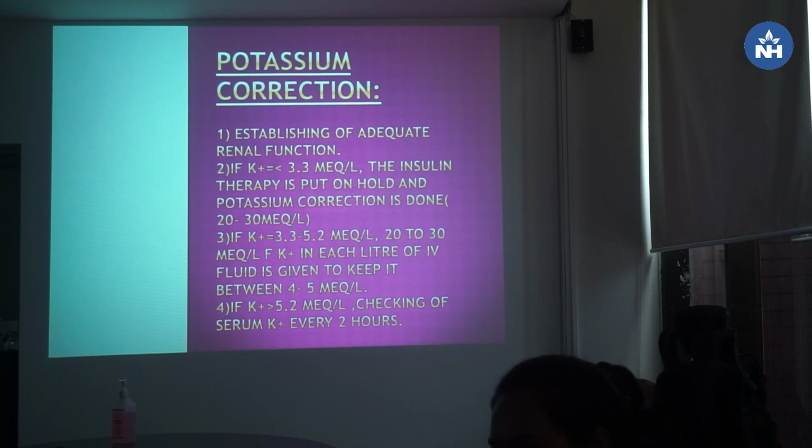So have you understood this? Tell me why. See, potassium is less than 3.3, why do you want to hold insulin? So it will further decrease, it will further cause hypokalemia. But then the patient's DKA will also get worse. Yes sir.